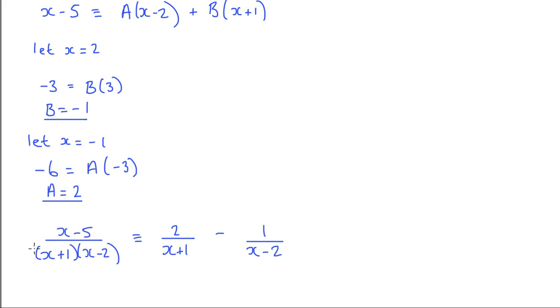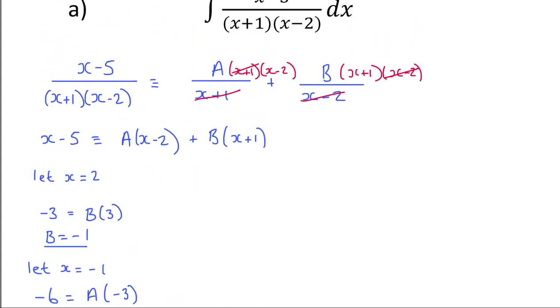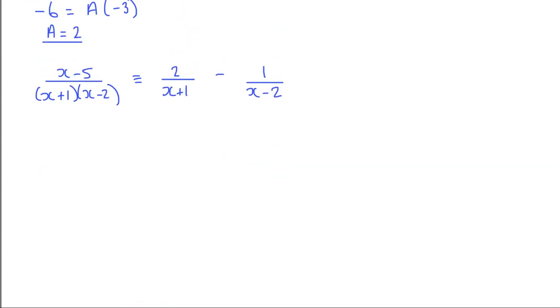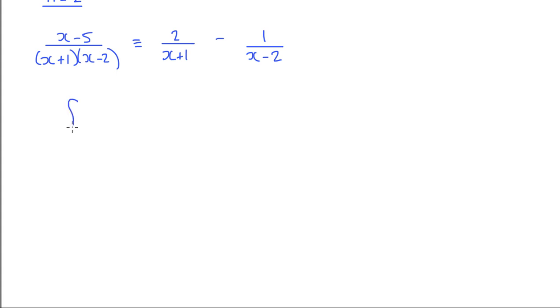Now, we can't integrate this, which is what the question's asked for, but we can integrate these two terms here. So when we're being asked to answer this integration question, we're not going to integrate it the way it looks. We're now going to integrate 2 over x plus 1 minus 1 over x take 2. And that can be integrated. This is one of our rules for integration. This is a linear expression here to the power of 1 on the denominator.